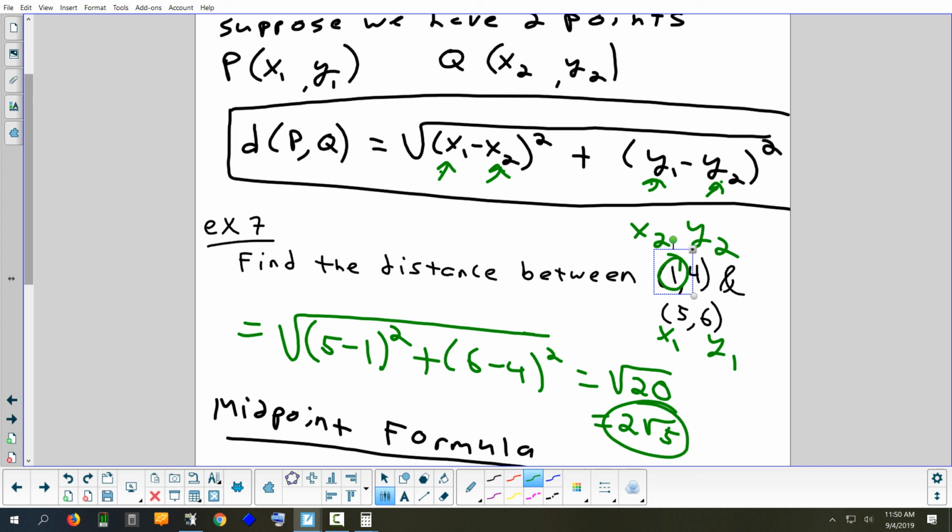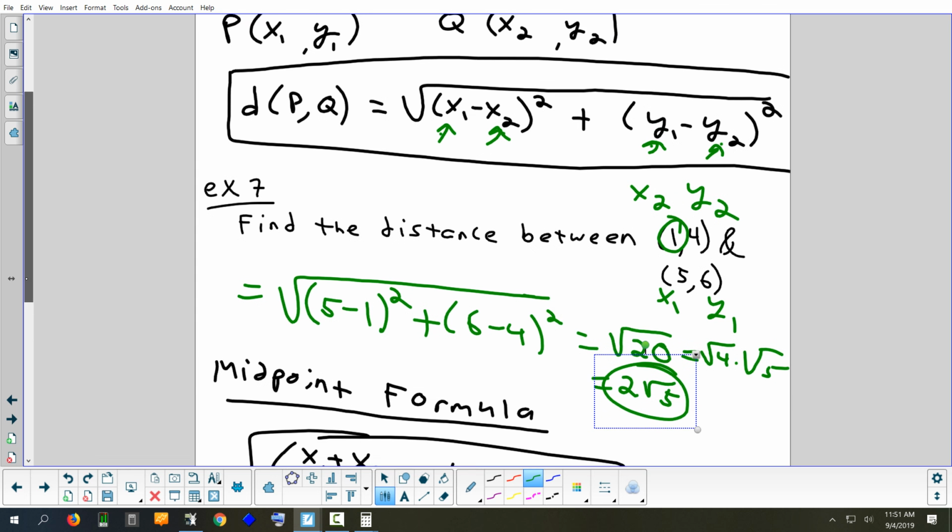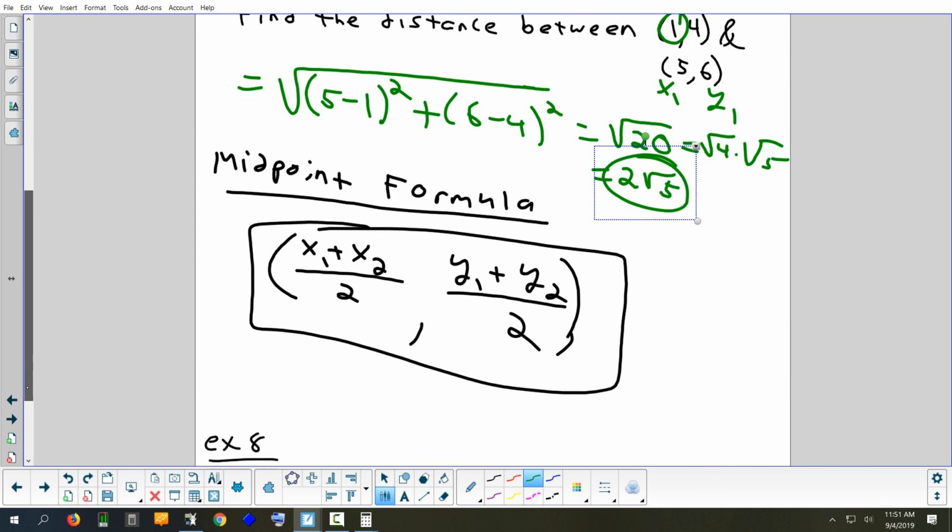If you're not sure how Zach did that, one way to do it is like this. Factor the number 20 into 4 times 5. The square root of 20 is the square root of 4 times the square root of 5, and the square root of 4 is 2, so 2 square roots of 5. That's something from algebra 1 or algebra 2, but something we use right there. And that's how you find the distance between 2 points.